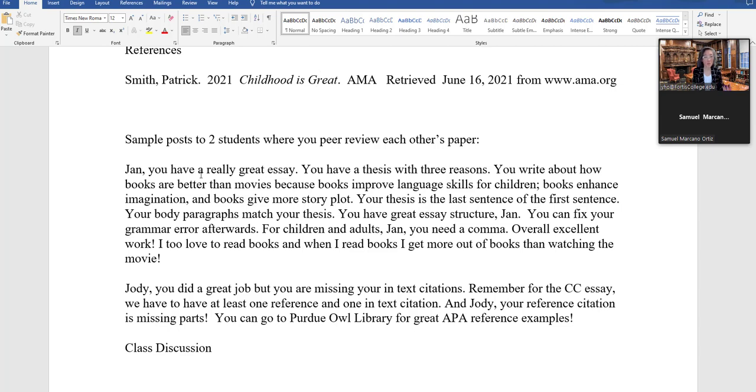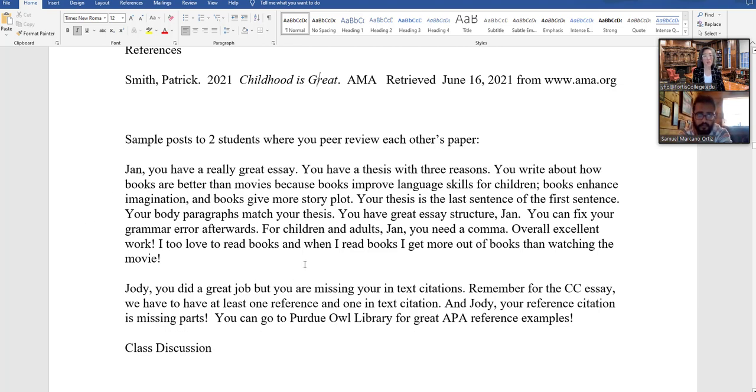You write about how books are better than movies because books improve language skills. Books enhance imagination. And I love the way your thesis is the last sentence of the first paragraph, and your body paragraphs match your thesis. You have great bodies, you have great essay structure. But you need a comma after a transition word. Overall, excellent work, or something like that.